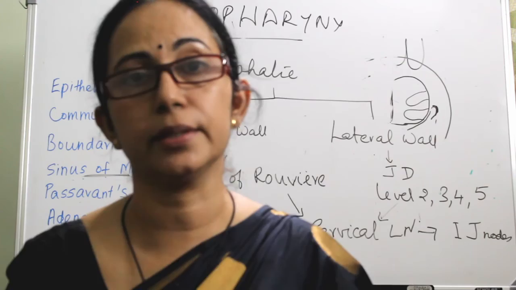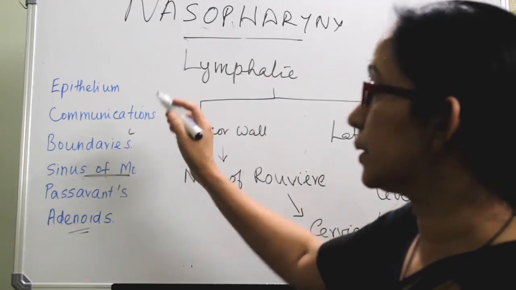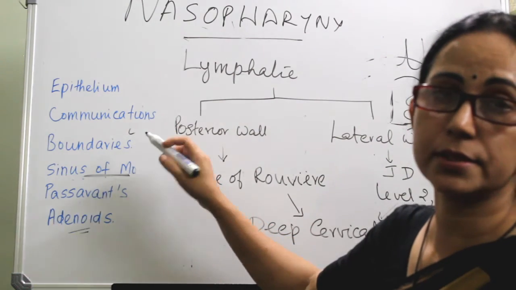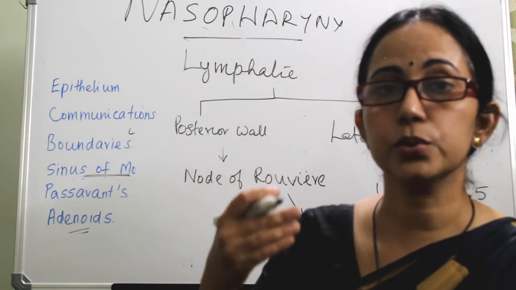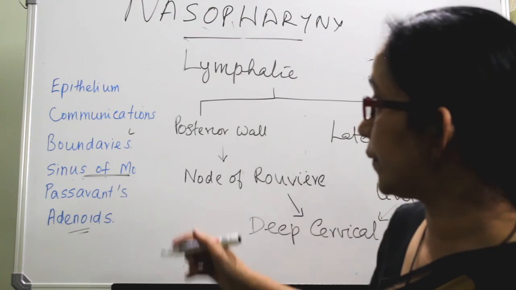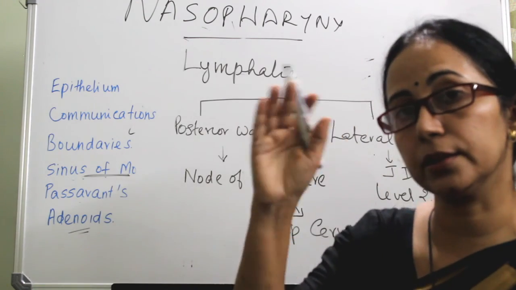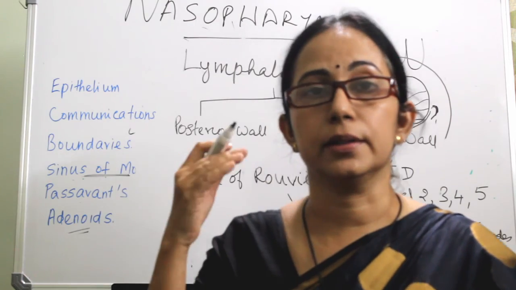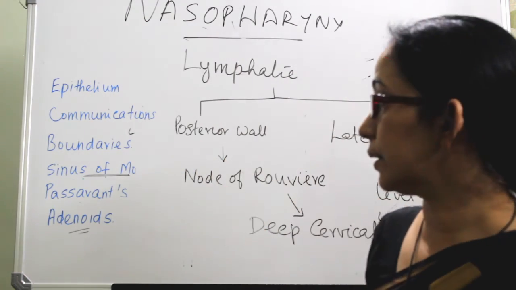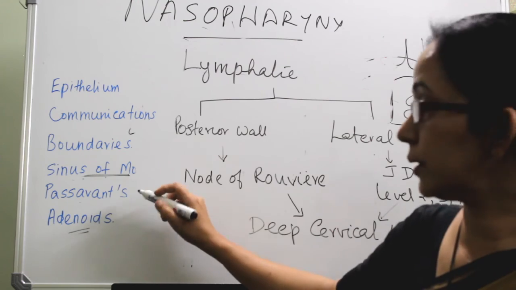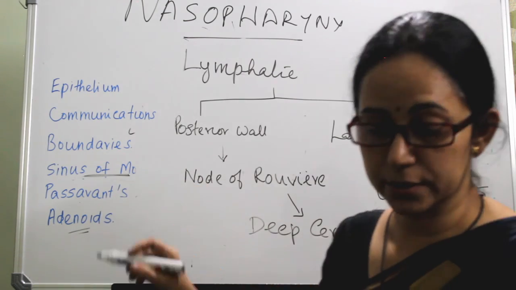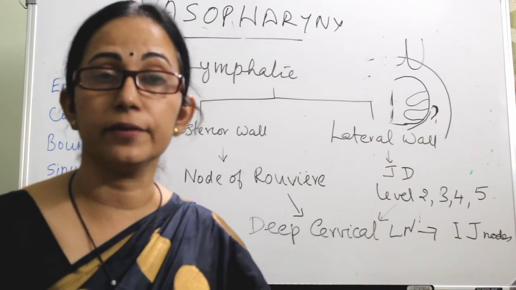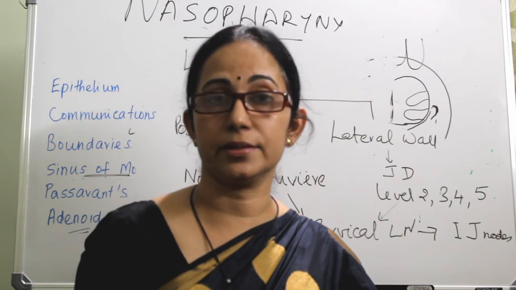So regarding the nasopharynx, we talked about the boundaries and the epithelium, and the communications to the nose, middle ear and oropharynx. The boundaries are mainly the roof and the posterior wall, then the lateral wall, the floor, and also anteriorly. Then the sinus of Morgagni and its importance, Passavant's ridge and also the adenoids, and we talked about the difference between adenoids and tonsil.